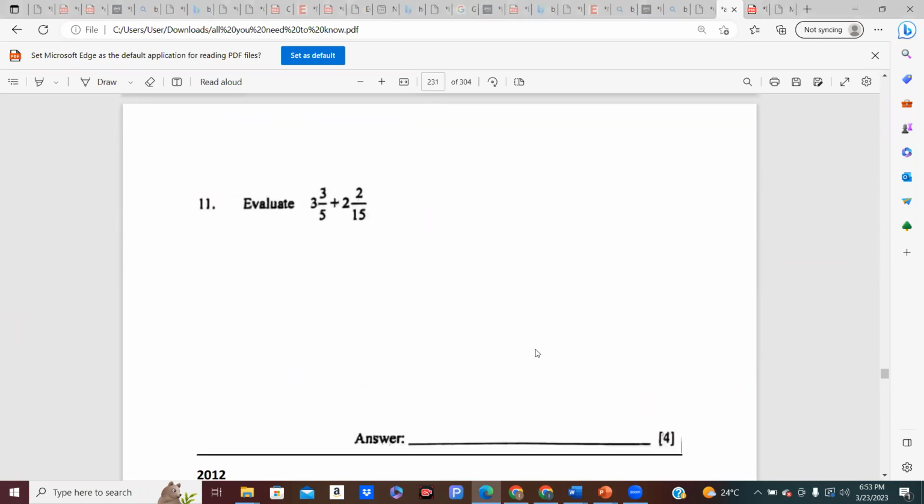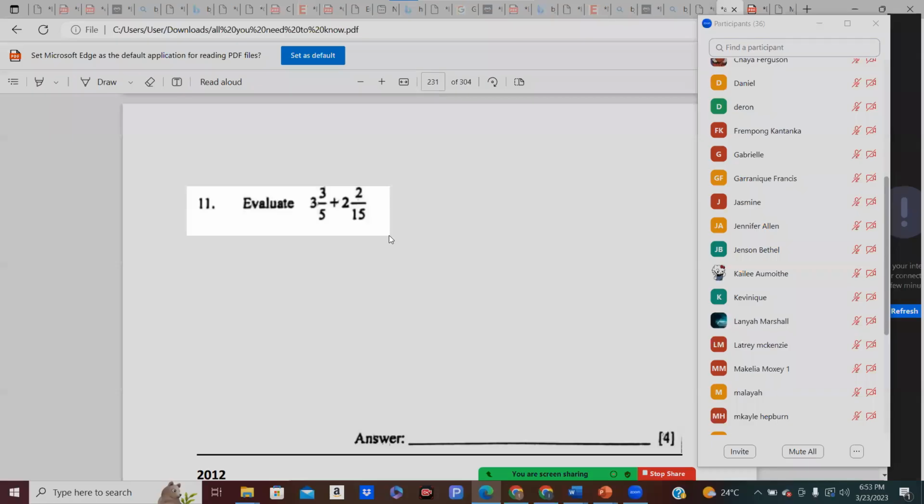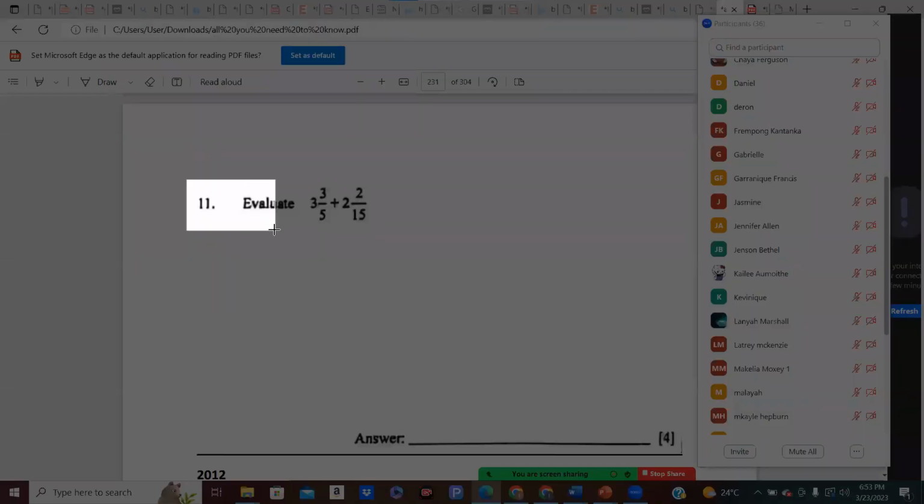All right, moving right along, we have this one. Another 4 points. So you have to be familiar with doing these ones. They carry a lot of marks.